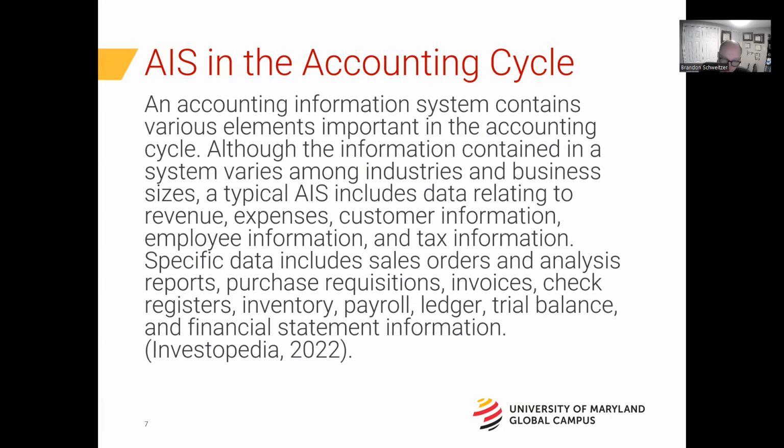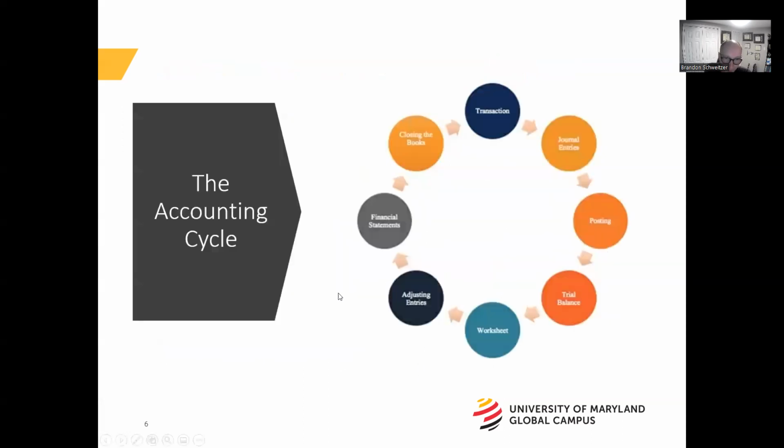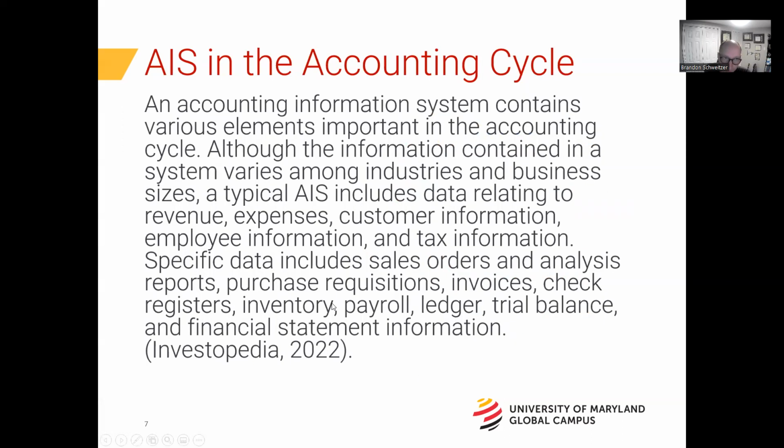And that database helps us to generate the financial statements. It also helps us to figure out what our taxes are going to be. It figures out what my payroll should be. It tells me what my inventory levels are. All of that information is housed within the accounting information system. And it directly correlates with the accounting cycle. As I go through the accounting cycle, all of that information helps me to complete the accounting cycle using the accounting information system.